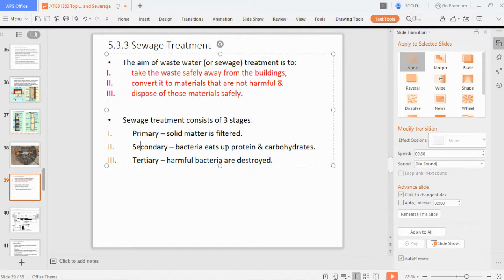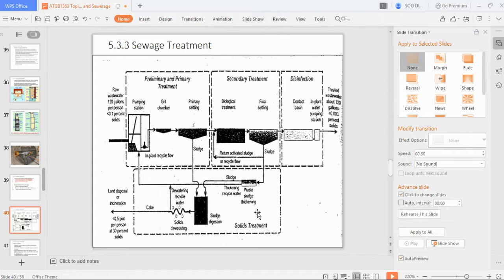And then the second process is to reduce all the protein and carbohydrate, which is the fecal matter in the wastewater. The bacteria inside will be eating up all the waste material, which is some sort of like fertilizer in the wastewater. And then finally, after the bacteria clean up the protein and carbohydrate in the waste, you remove the bacteria from the water before you discharge it into the river. So there's three processes in this.